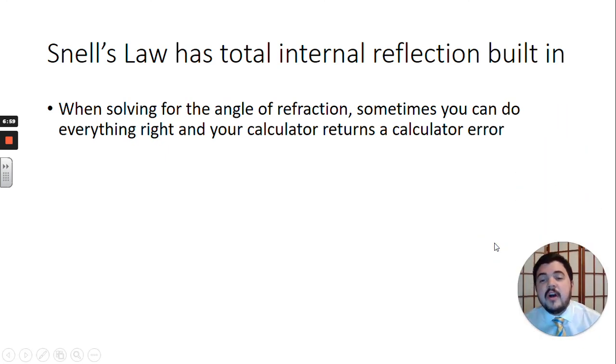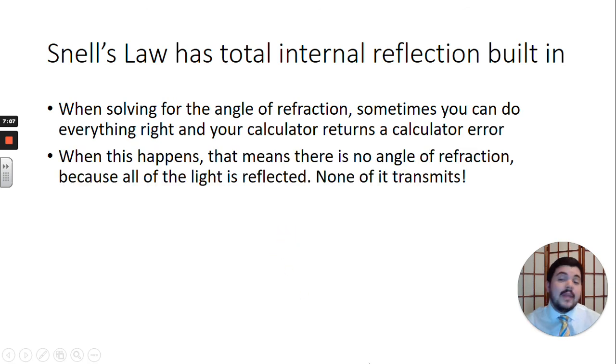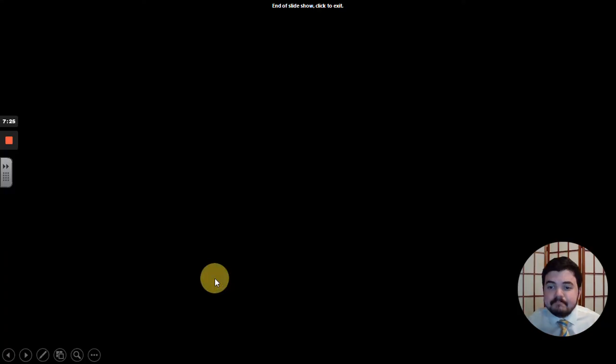So sometimes when solving Snell's law for the angle of refraction, you do everything right and your calculator says, no way, Jose, that's not going to work. When this happens, that means there is no angle of refraction. All of the light is reflected, none of it transmits. The calculator error is due to the fact that you're trying to find the sine of an angle which is greater than 1, and we all know that sine can't be greater than 1.